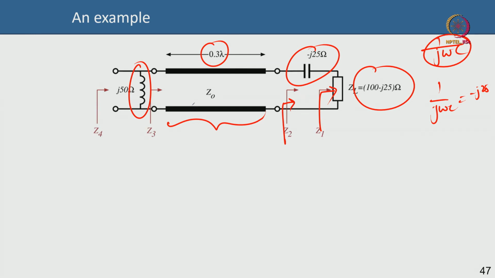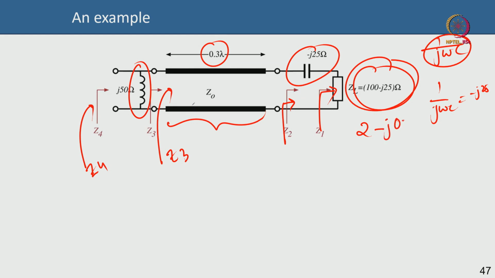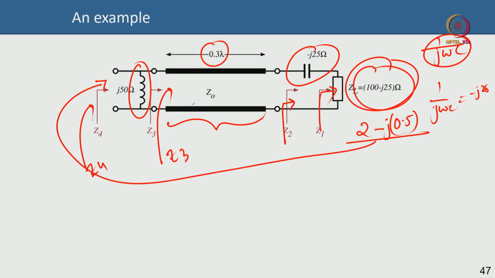After I add a transmission line which will only shift phase, not change the magnitude, I see an impedance of Z3, and after adding an inductor in parallel, I see an impedance of Z4. How will you navigate this along the Smith chart? This point is very easy to plot in the Smith chart. This is 2 minus j 0.5. So from 2 minus j 0.5, can I come to Z4, and I look here and I see what is the impedance looking into the line? How will you do that?